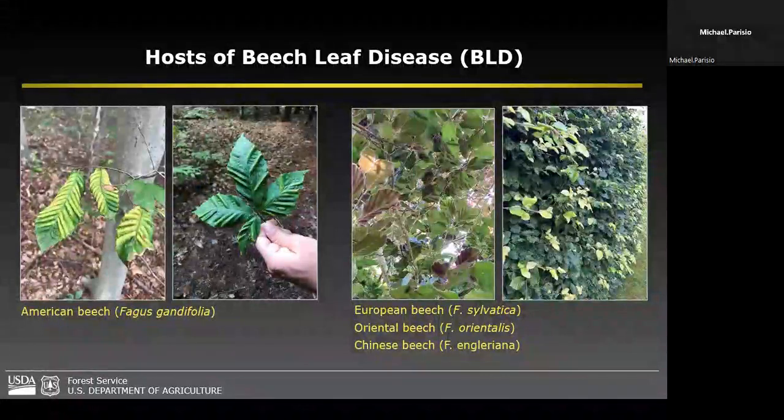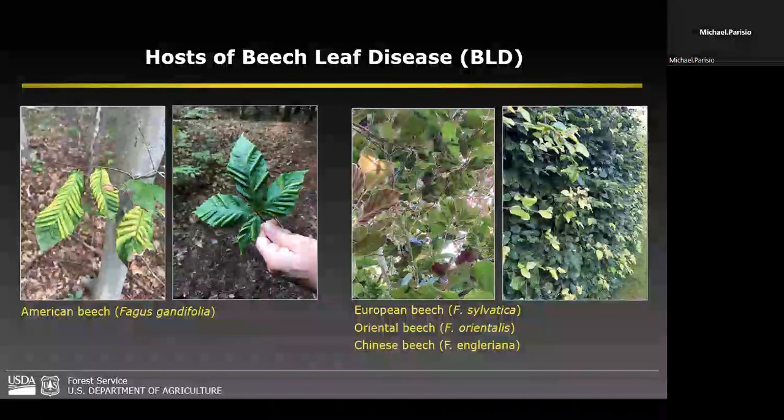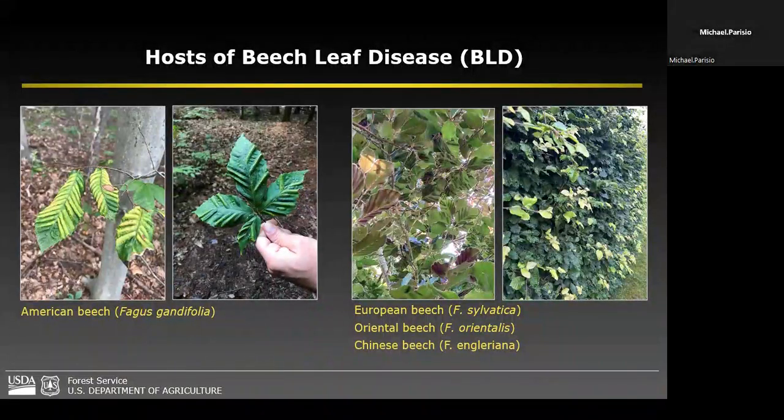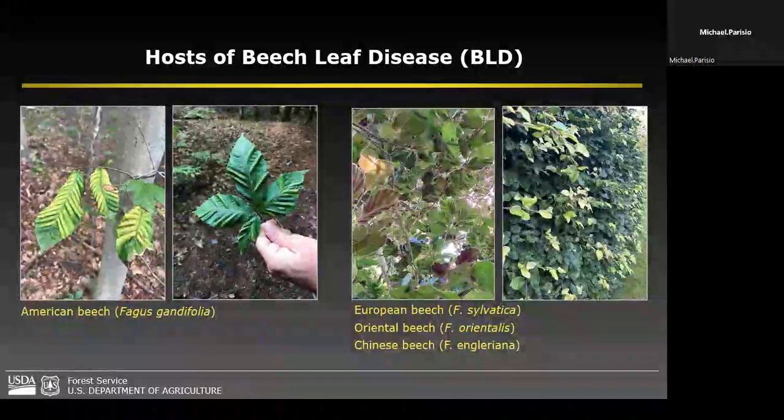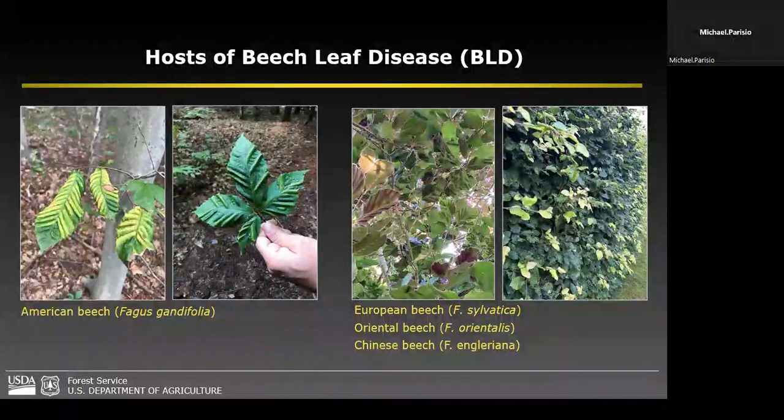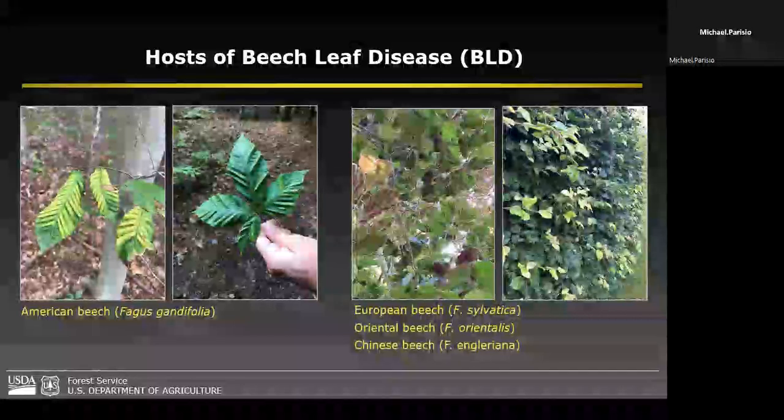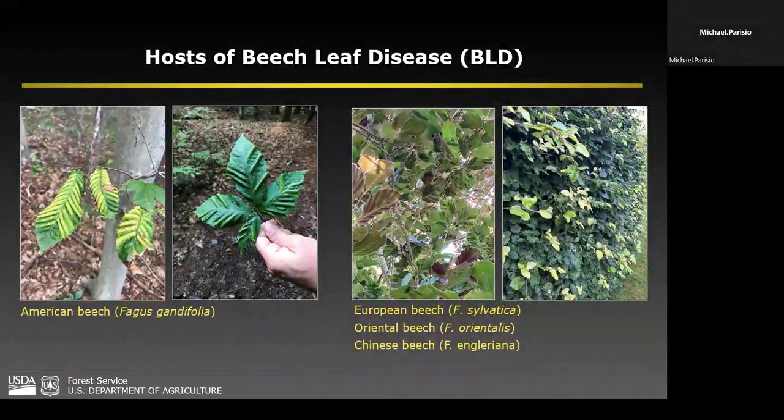So, hosts of beech leaf disease: we only have one native Fagus genus in North America. That's our American beech, Fagus grandifolia. There are 3 other hosts that are susceptible to this disease that are worth mentioning because they're very important to our nursery industry. They're commonly planted in urban settings. European beech and all of its cultivars are susceptible to beech leaf disease. This is also really concerning for our friends over in Europe because European beech has a much more important economic hold on its market there than it does in North America. It also affects some of the Asian beech species, Oriental and Chinese beech, which are also quite popular cultivars.